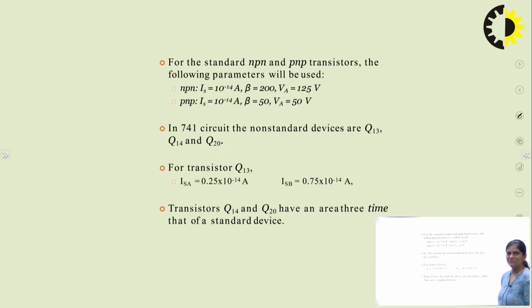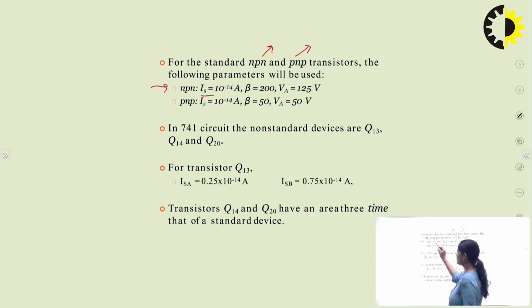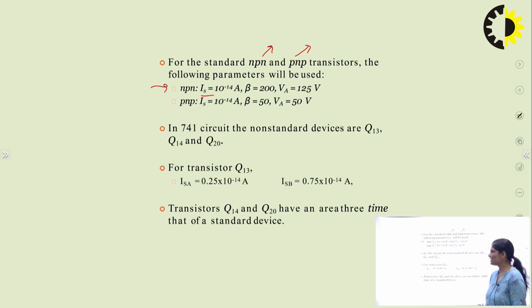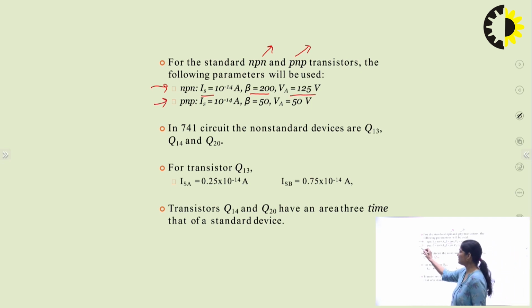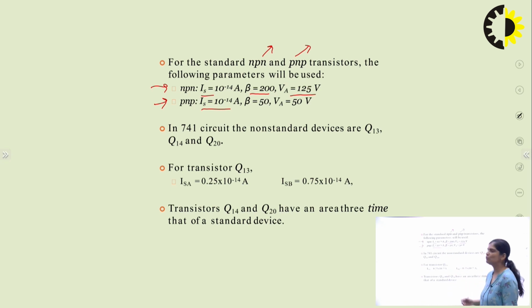Now what are the standard device parameters? For the standard NPN and PNP transistors, the following parameters will be used. For NPN, the saturation current is equal to 10 to the power minus 14 ampere. Its beta value is 200. VA is equal to 125 volt. Now for the PNP transistor, the saturation current is the same as we have discussed for the NPN, that is 10 to the power minus 14 ampere. Beta is equal to 50. For the PNP transistor, VA is equal to 50 volt.